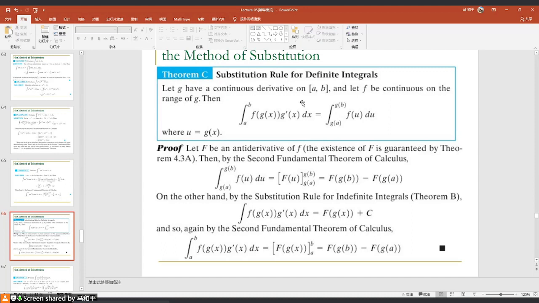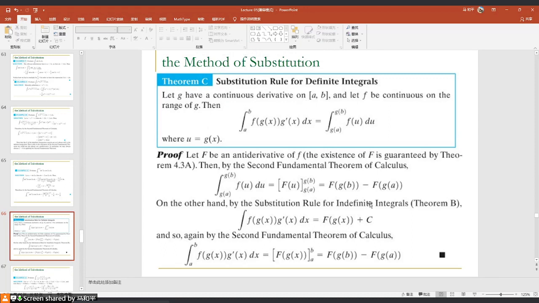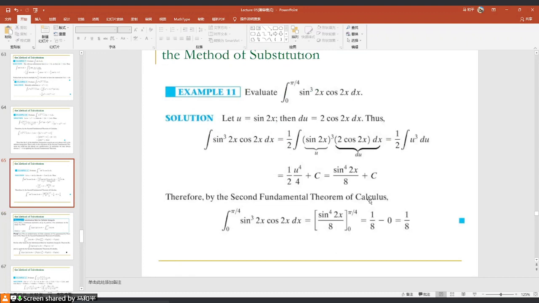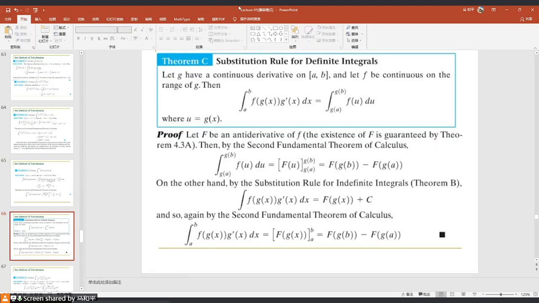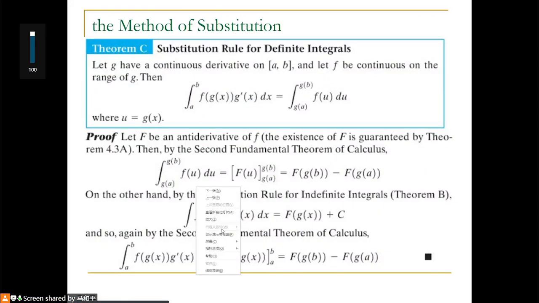Here, this is Theorem C, the substitution rule for definite integrals. We learned the substitution rule for the indefinite integral, and here we can learn the substitution rule for definite integrals. We let g have a continuous derivative on [a, b], and let f be continuous on the range of g. And then we have the integral from a to b of f(g(x)) g'(x) dx. So here we let u is g(x).